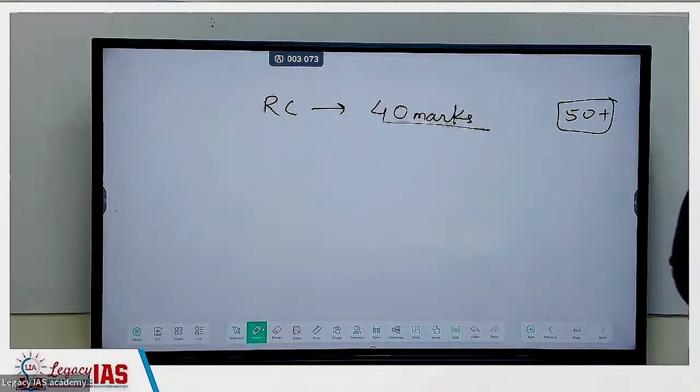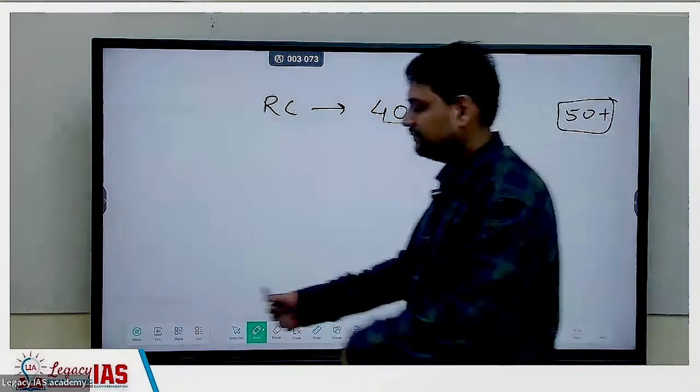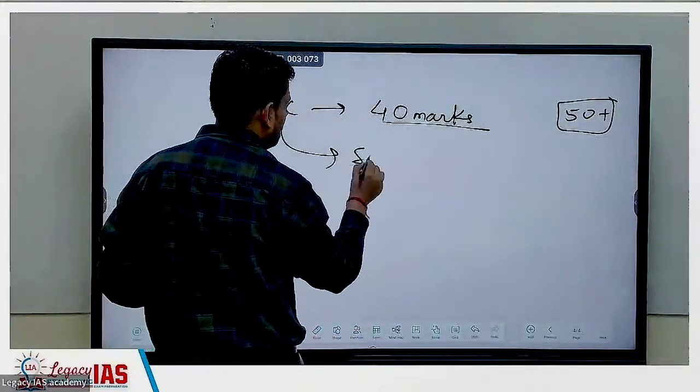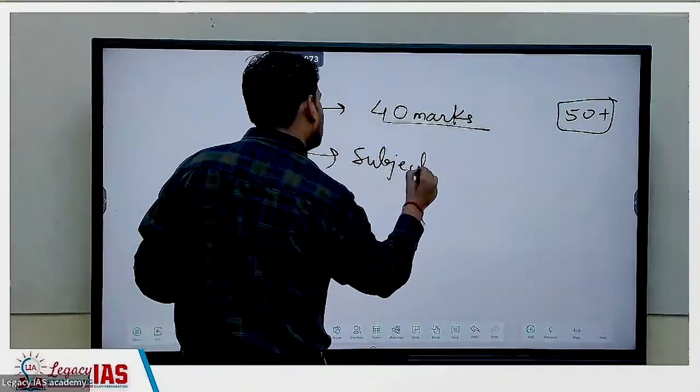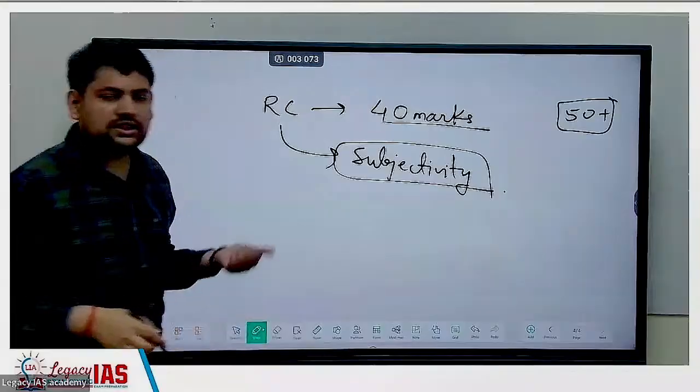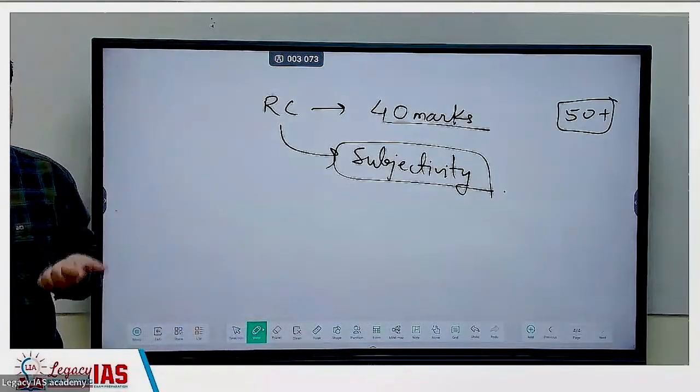But you would see a lot of videos or strategies here and there, which will tell you that I scored more than 55 marks from reading comprehension. Please don't rely on them, because reading comprehension will always have an element of subjectivity. This will always exist in reading comprehension.